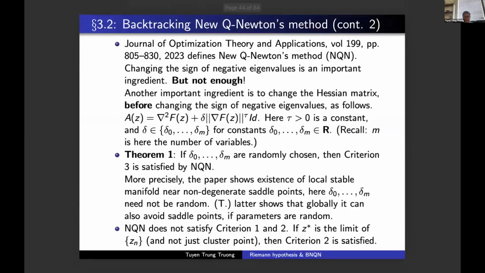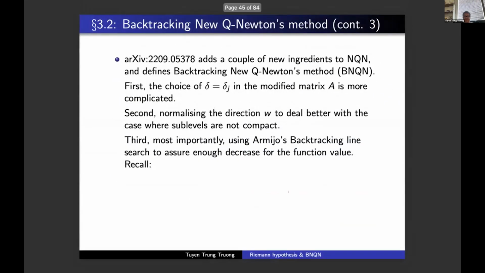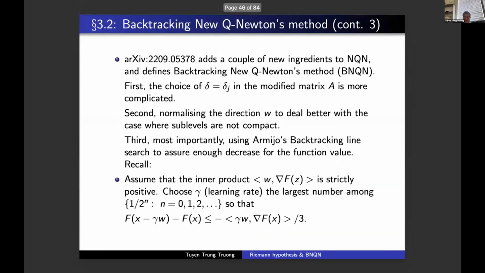Then in this preprint, I modify the definition in some aspects, and more importantly, I add the so-called Armijo backtracking line search to assure global convergence. And what is this Armijo backtracking line search? Actually, it's very simple.